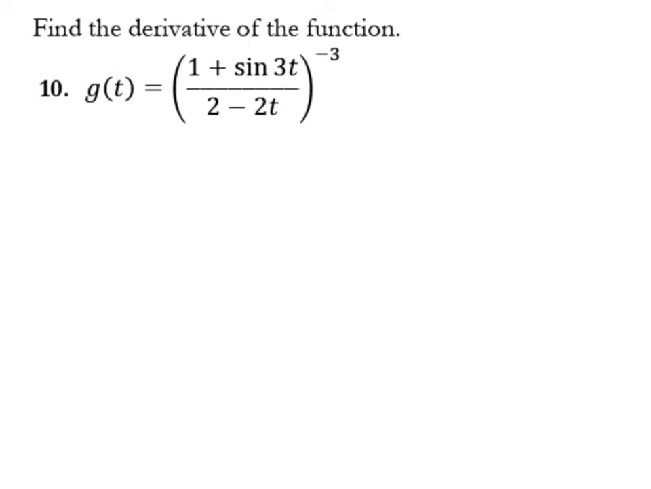So these things only keep getting better. We have g of t is this big quotient to the negative third power. So if you look at it, we have one outside function here, this negative 3 exponent, and then there's an inside function here, the quotient. And then again, we have an inside function here, inside the sine. So that will need the chain rule also. So this is almost like a double chain rule problem.